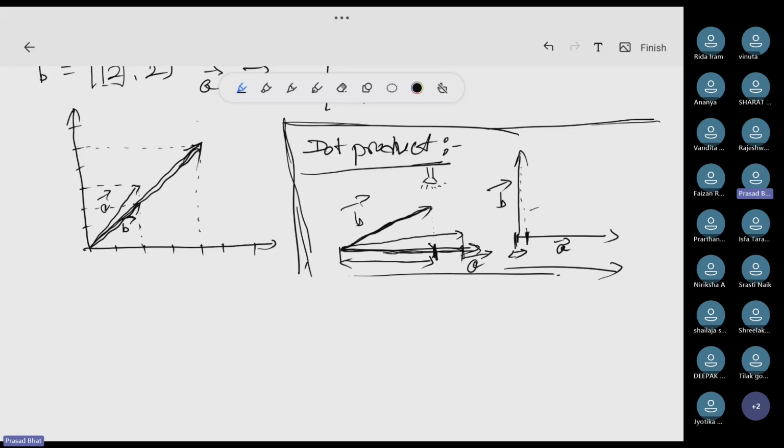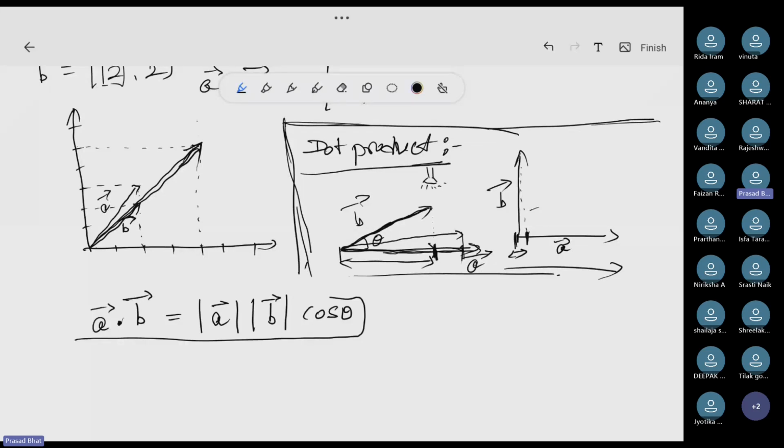How do you calculate it? Mathematically, a vector dot b vector is given as the magnitude of a vector multiplied with the magnitude of b vector multiplied with cos theta, where theta is the angle between the two. This is the mathematical formula. However, we will not use this in data science.